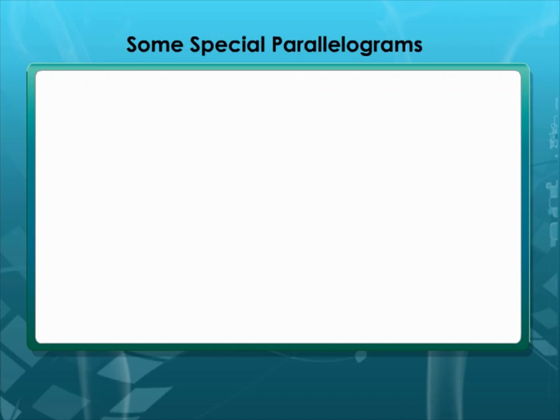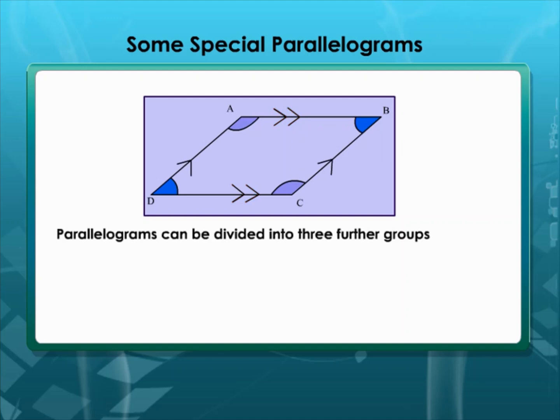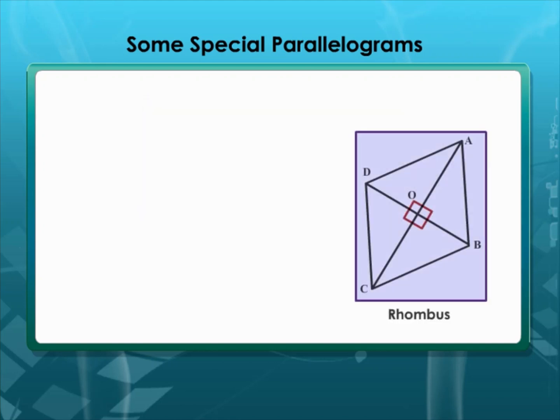Some special parallelograms. As we have already said, parallelograms are quadrilaterals with two pairs of opposite sides. Parallelograms can be divided into three further groups. They are rhombus, rectangles, and squares. Now let us briefly discuss these special parallelograms. Let us first discuss the rhombus. A rhombus is a quadrilateral which has four equal sides.